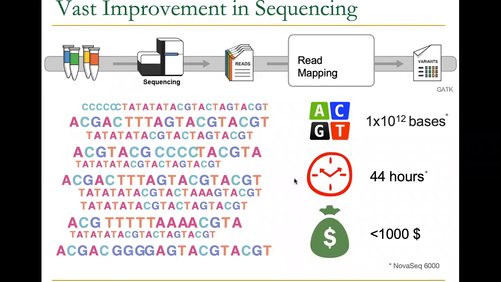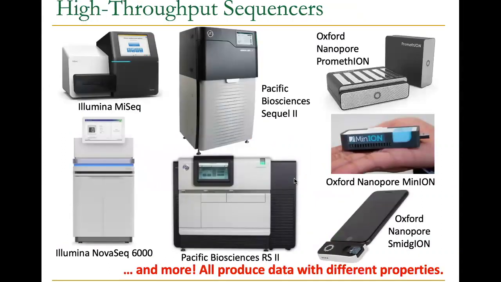Of course, it's not as easy as it sounds. It's very challenging because these machines, or what we call sequencers, have a lot of different properties, totally different things. The read length, for example, is totally different. It can be short, it can be long; it can be 100 characters, it can be 1,000,000 characters. It can be accurate, it can be inaccurate.